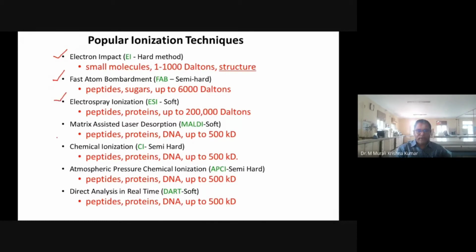Third one is electrospray ionization. Fourth one is matrix assisted laser desorption ionization. And then chemical ionization is also used. APCI is very popular right now. Direct analysis in real time or DART technique is recently evolving, and right now we have very few instruments with the DART technology. It is going to revolutionize the way we analyze pharmaceutical products. We will have a separate session to discuss the latest trends, where we are going to discuss DART. Okay, so let's see one by one.